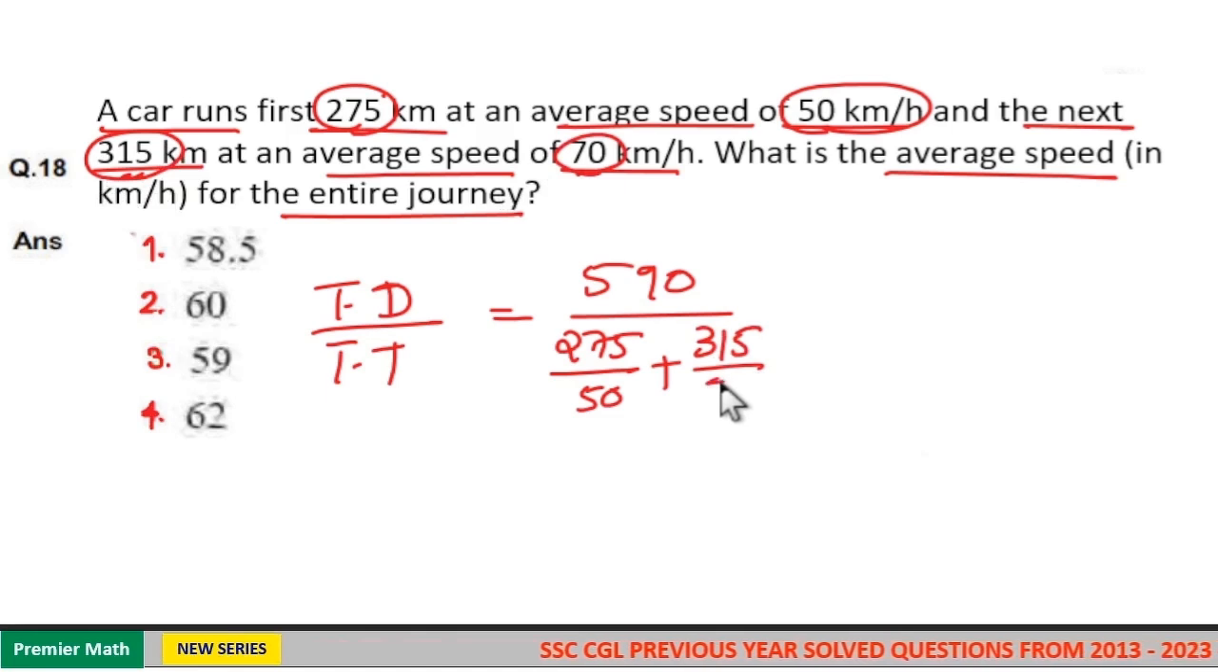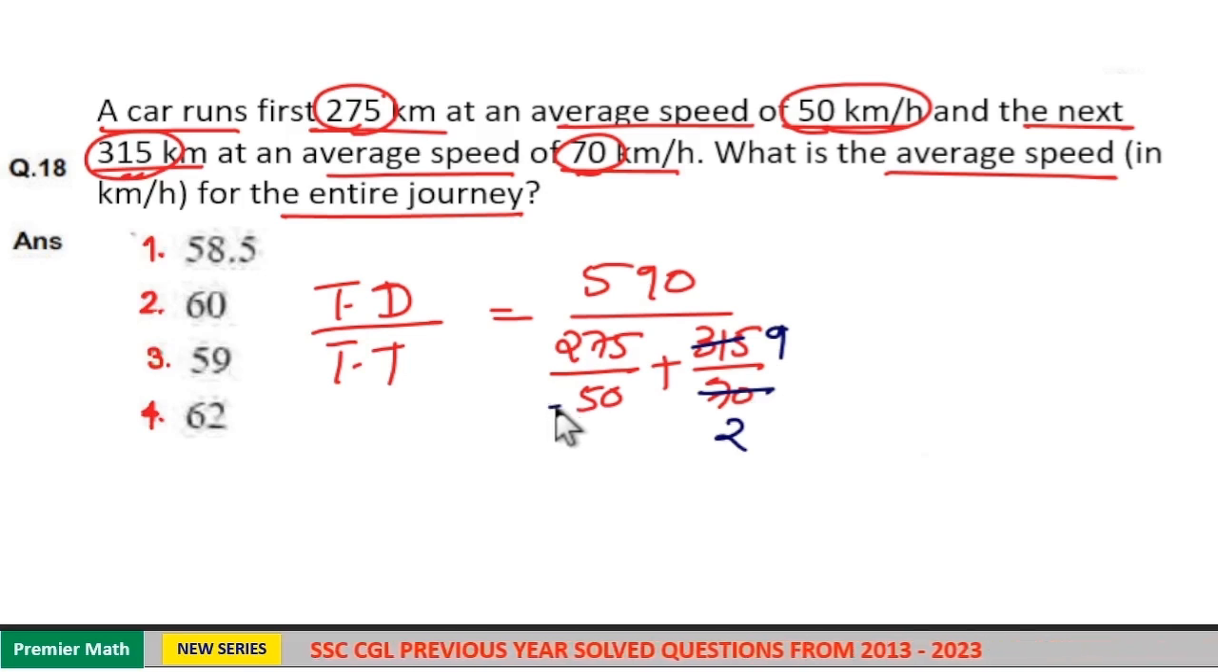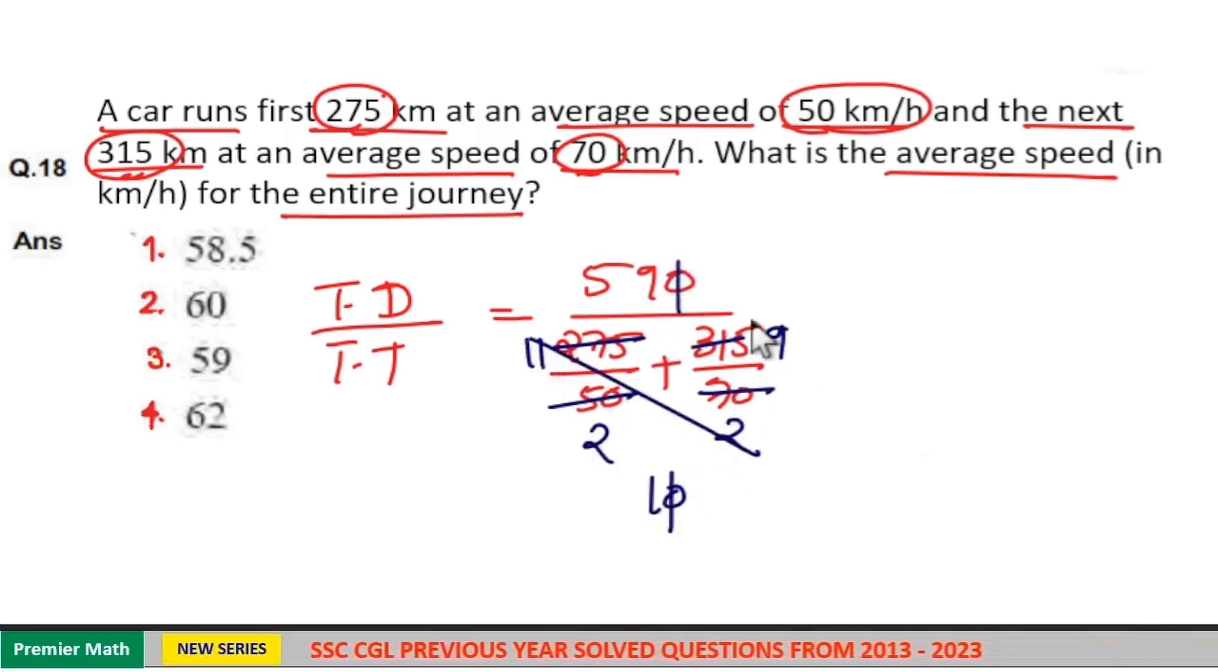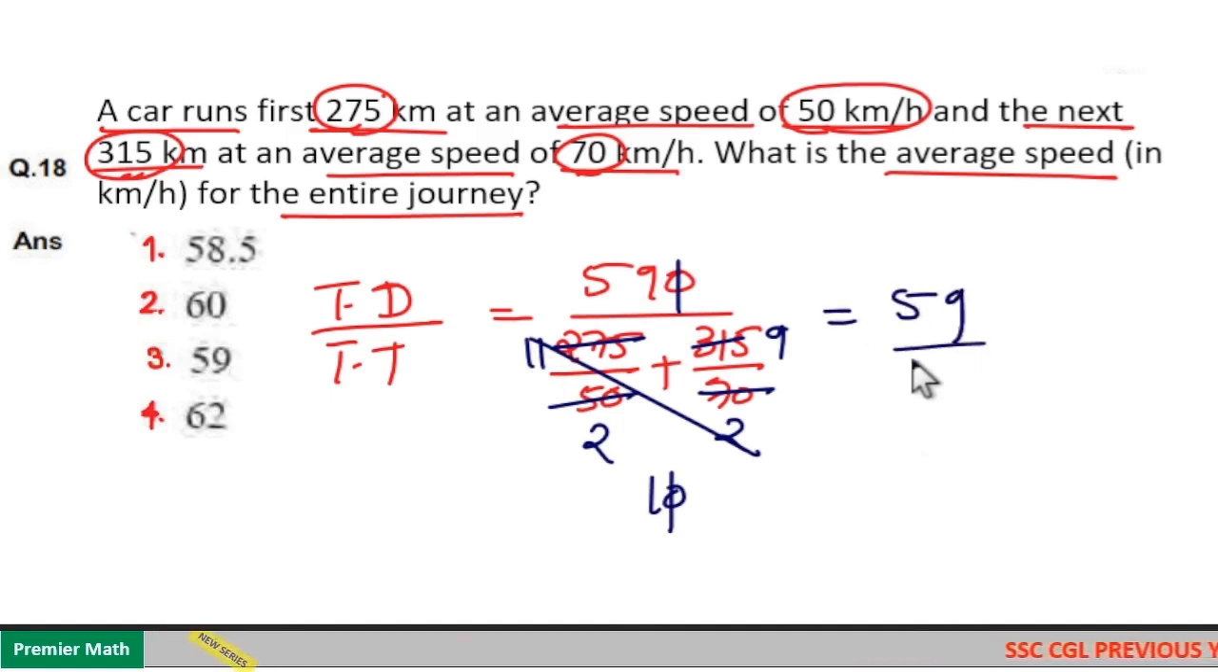So 315 by 70. Now 35 goes 2 times in 70, 35 goes 9 times in 315. 25 goes 2 times in 50, 25 goes 11 times in 275. Now 11 by 2 plus 9 by 2 is equal to 20 by 2, which is 10. So 0, 0 cancel. Your answer is 59. So average speed is option 3, 59 km per hour.